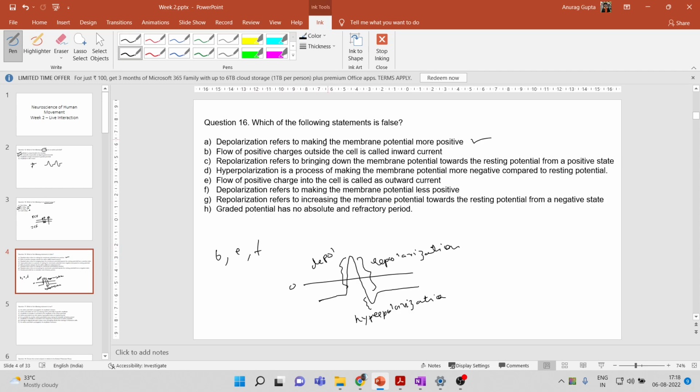So depolarization refers to making the membrane potential more positive. You can see here we are making the membrane potential more positive, so that's the correct answer. Flow of positive charges outside the cell is called inward current. That is false. That is not the correct statement. Flow of positive charges outside the cell is called an outward current. Repolarization refers to bringing down the membrane potential towards the resting potential from a positive state. So this is also a correct statement.